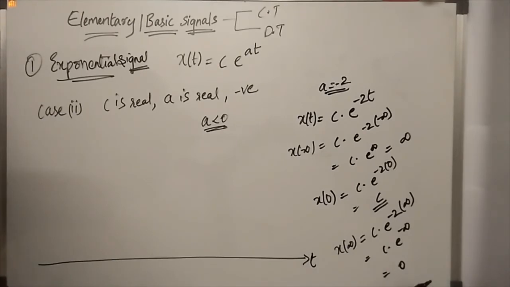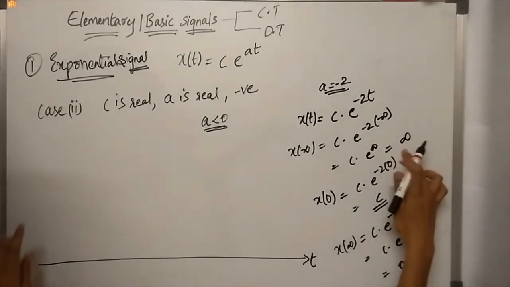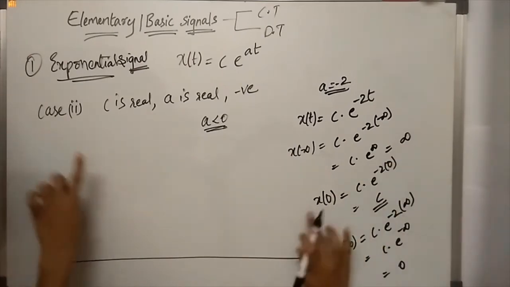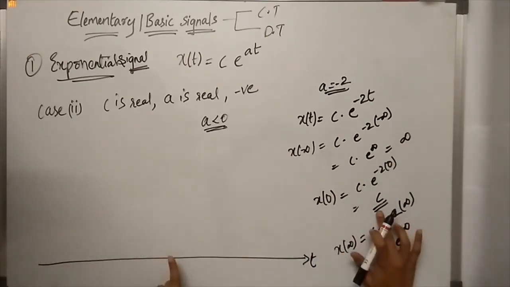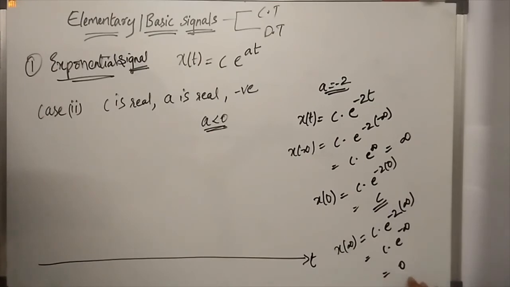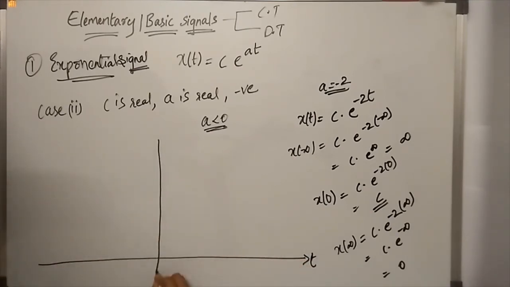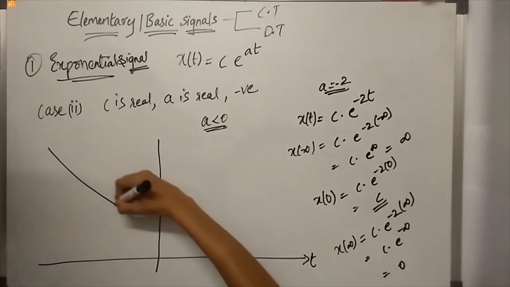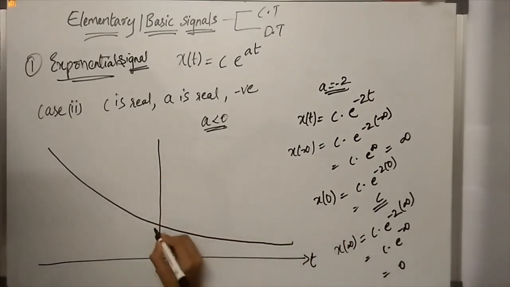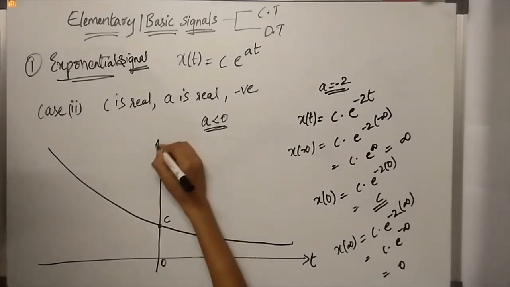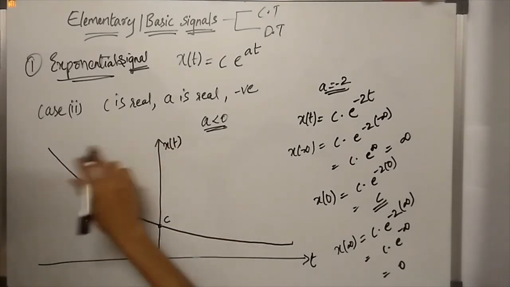So now you can see here at t equal to minus infinity, the amplitude of the signal is infinity. At t equal to 0, the amplitude of the signal is c, and at t equal to infinity, the amplitude of the signal is 0. So this signal starts at plus infinity, and as t increases, the signal exponentially decays, right? The amplitude of the signal is c at t equal to 0. So this is the signal x of t. So this is case 2.